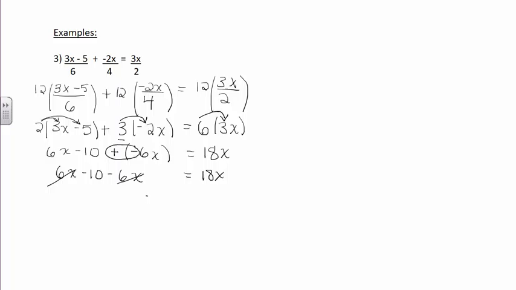Now to reduce this, we can see that our 6x minus our 6x cancel out to 0, and we're just left with negative 10 equals 18x. To get the x by itself, we need to divide both sides by 18. These cancel out, and we're left with negative 10 over 18 equals x. And now we reduce this fraction by dividing both by 2, so we get negative 5 over 9 equals x as our final answer.